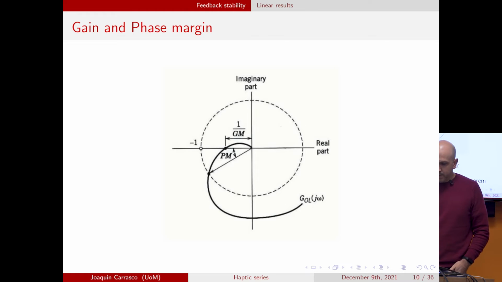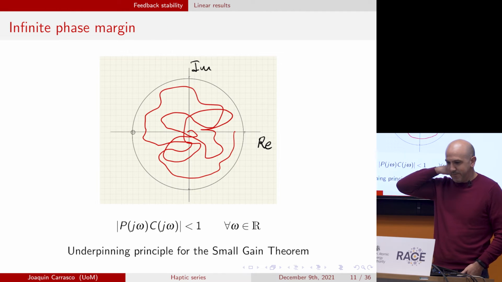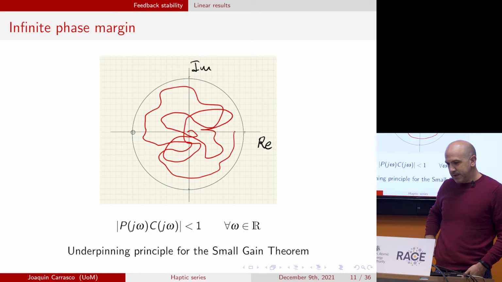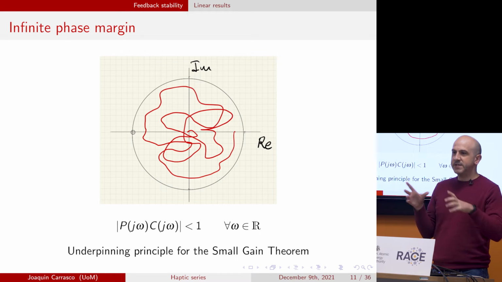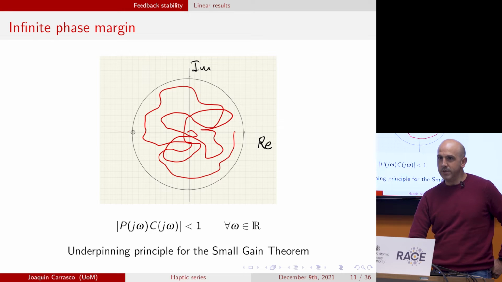So this is the first situation that we can have. Sorry for my drawing skills. If you have any plant that never escapes the circle of radius 1, it is impossible for you to encircle the minus 1. In order to encircle the minus 1, you need to go out and then come back, or at least you need to touch the circle.